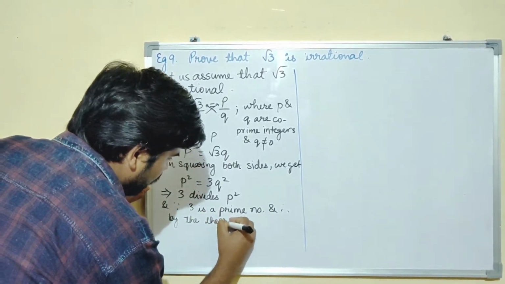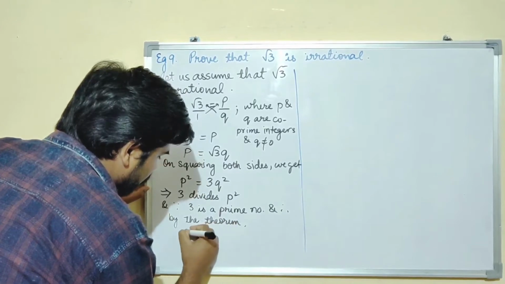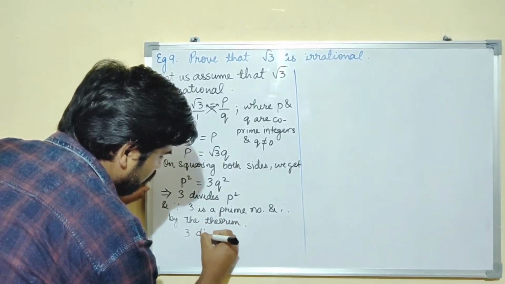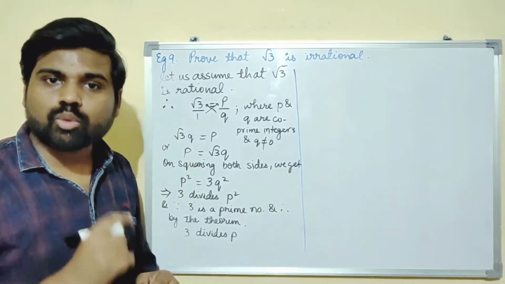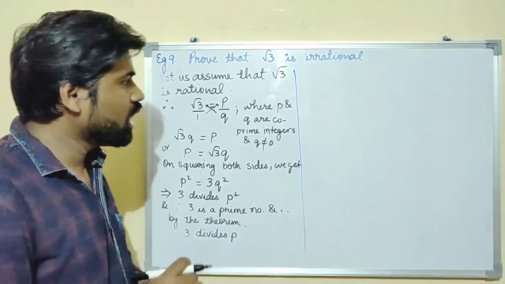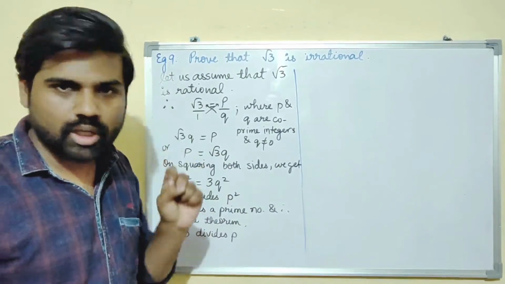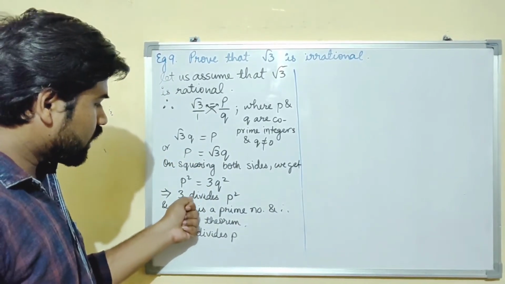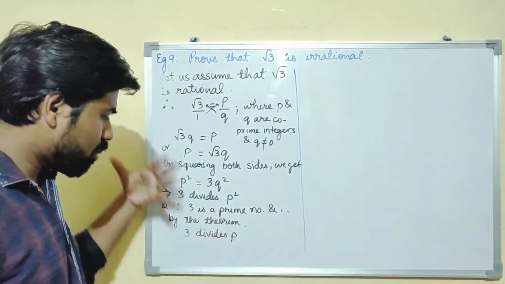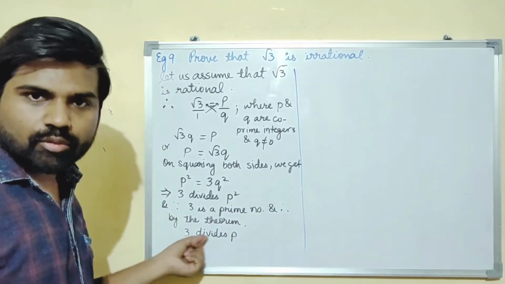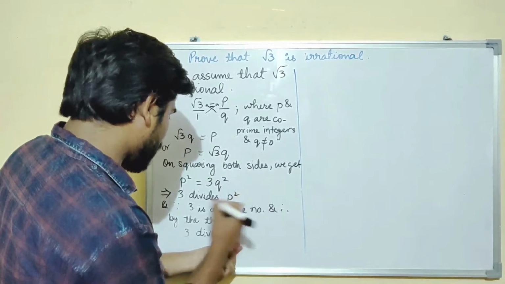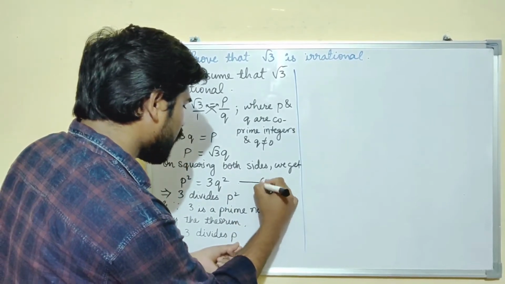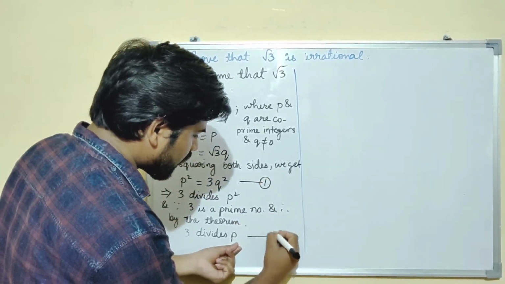we can write that 3 divides P. That is why I told you that theorem is very important, because the base of this question is that theorem only. Since 3 is a prime number, by the theorem we can say that 3 divides P. Let us assume this statement as first equation and this statement as second equation.